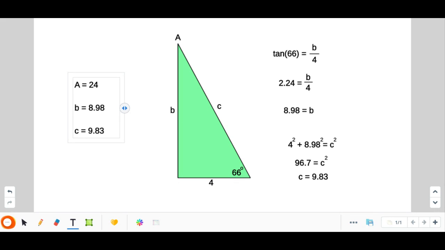Again, for side C, I used Pythagorean theorem. You could have also used sine, cosine, or tangent of either of the two angles. So there's usually multiple ways of going about doing it. But again, if you have two sides of the triangle, or if you have one side and one angle given, you can use those to calculate the rest of the sides and the angles of the triangle.